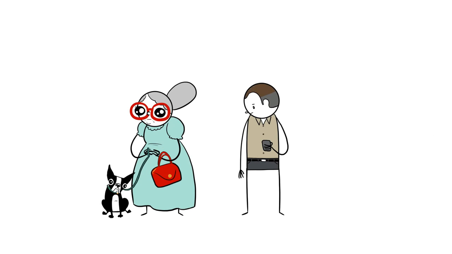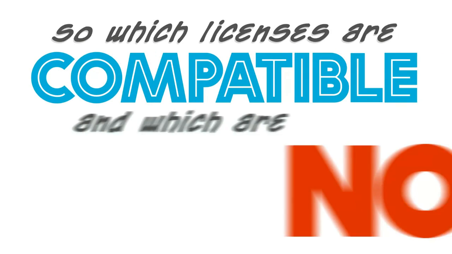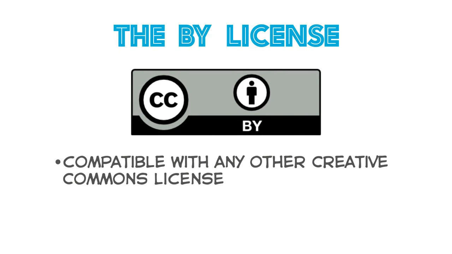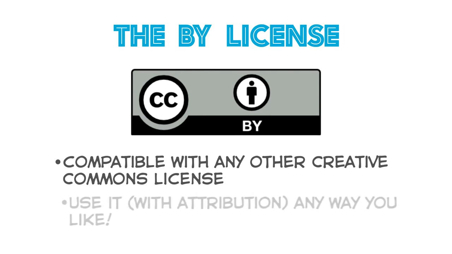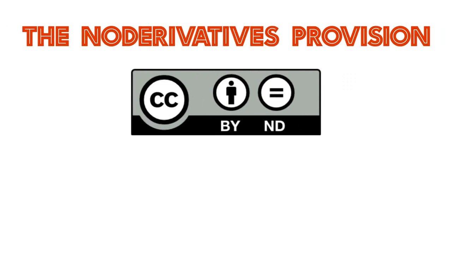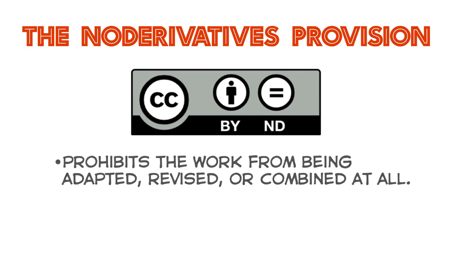So which licenses are compatible and which are not? The BY license is compatible with any other Creative Commons license, so you can use it with attribution, of course, any way you like. Sometimes the BY license has the No Derivatives or ND provision. The ND provision prohibits the works from being adapted, revised, or combined at all.